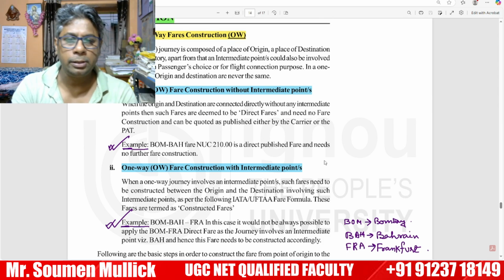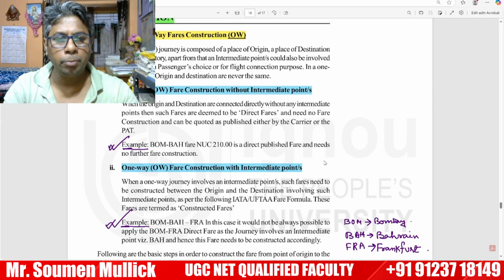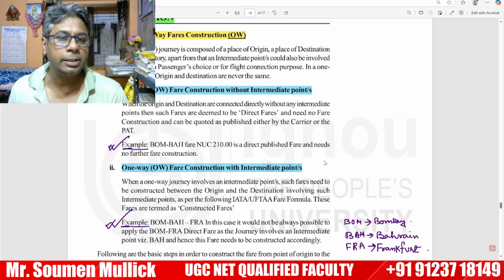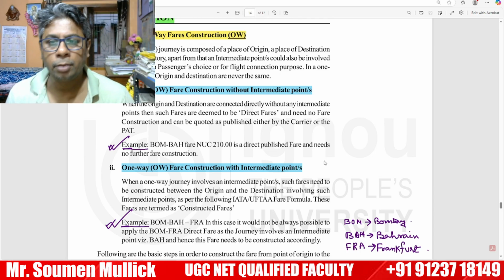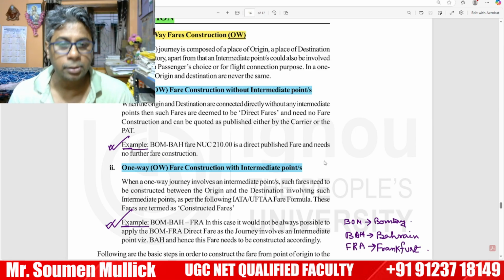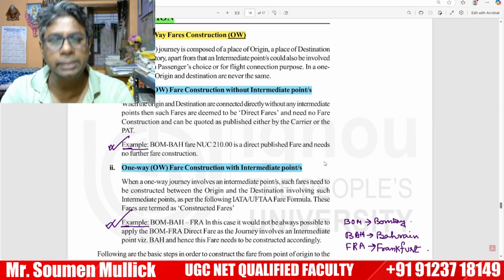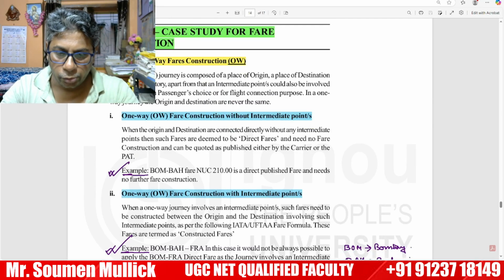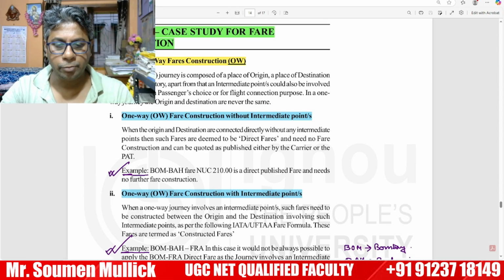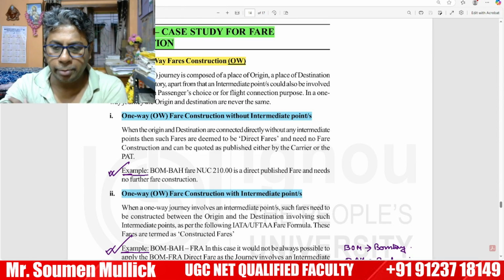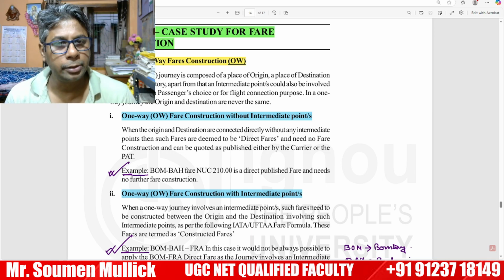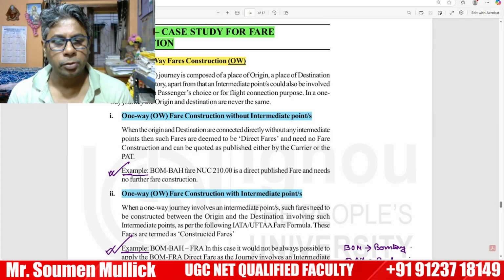Why is this topic important? Because there are so many code languages, terms and terminology. This is very important for our upcoming exam, as well as we will get and understand the detailed steps and analysis of the fare construction. This topic is very essential for NET and JRF, and also important for our bachelor and master degree courses. So keep in touch with this channel, try to understand step by step.